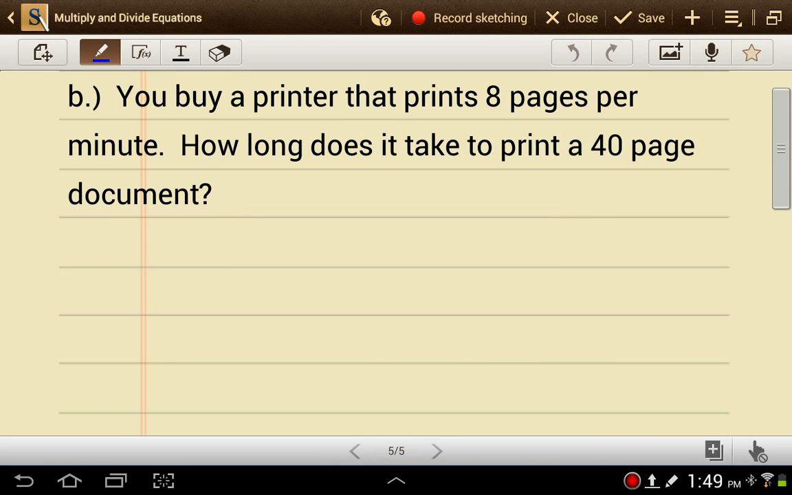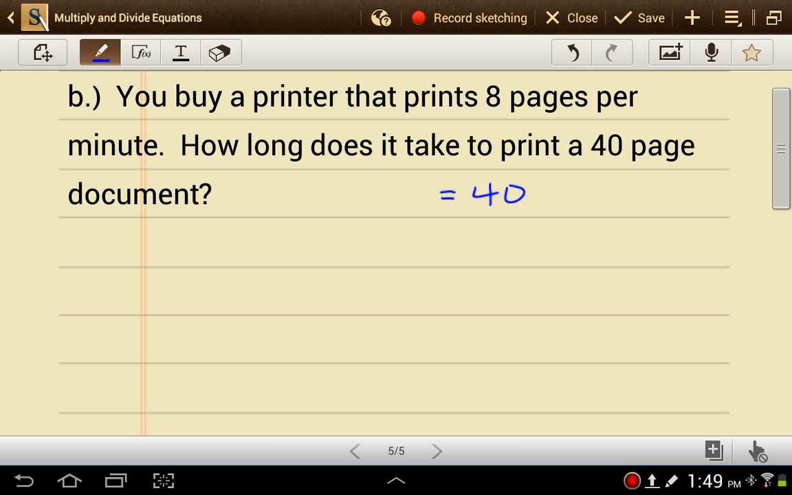In the next one we have, you buy a printer that prints 8 pages per minute. How long does it take to print a 40-page document? Well, this one's going to be very similar. 40 pages is kind of like my distance. It's how far I want to go, or this is how much I want to make. So that's what I'm trying to equal. I want to equal 40.